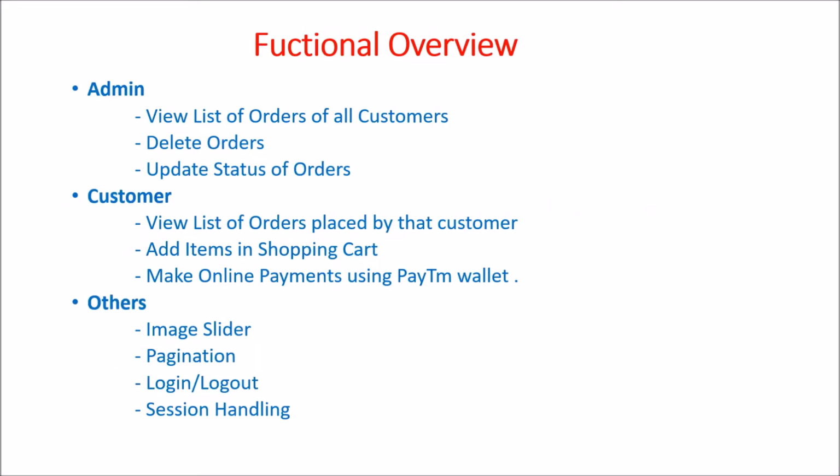Now let's move to the functional overview. In the functional overview, we define whatever functionalities are implemented in this project. As already discussed, we have two roles, that is admin and customer. The admin can view the list of orders of all the customers, and he can also delete the orders and update the status of orders.